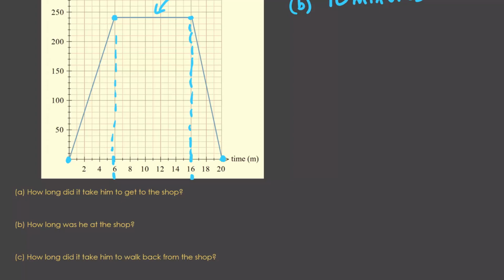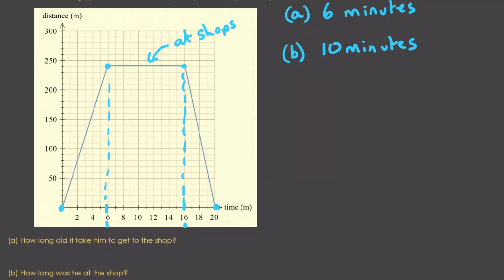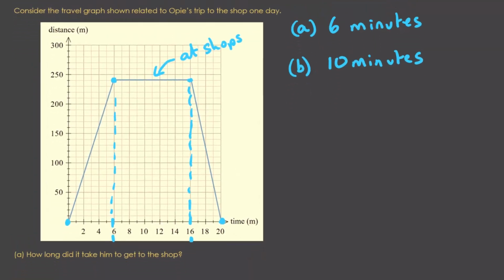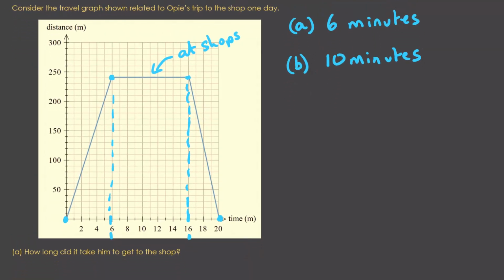How long did it take him to walk back from the shops? So that's his return journey. So he left the shops here, he arrived home here, and so that was 4 minutes.